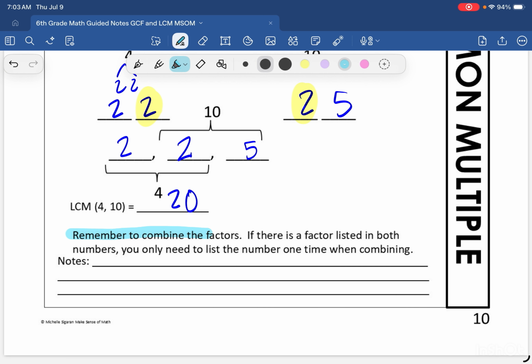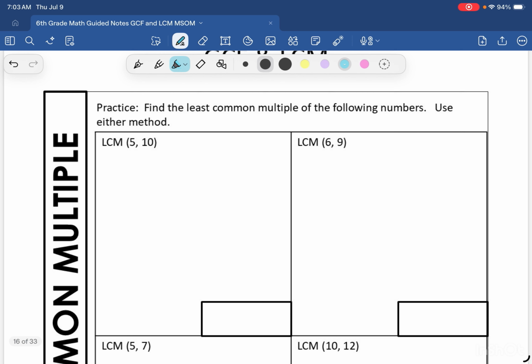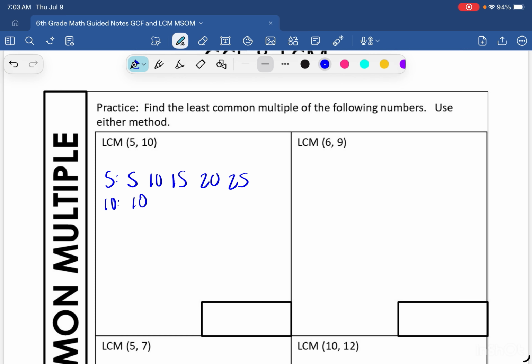Remember to combine the factors. If there's a factor listed in both numbers, you only need to list the number one time when combining. Practice. Find the least common multiple of the following numbers. Use either method. So I will use the list on the top 2 and then the trees on the bottom 2. So multiples of 5 would be 5, 10, 15, 20, 25. I'll stop right there. Multiples of 10 would be 10, 20. I'm just going to stop right there because I noticed a number that is common in both lists, and that is 10. And so I just know the least common multiple is 10.